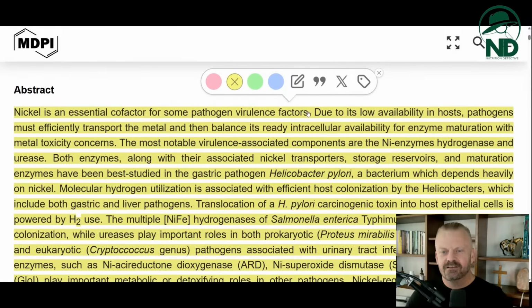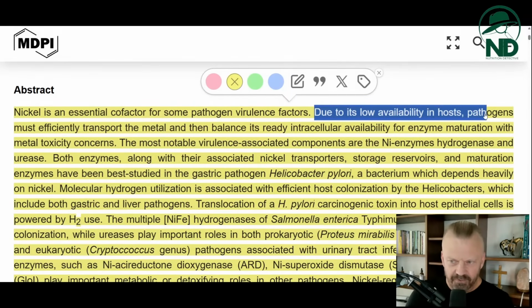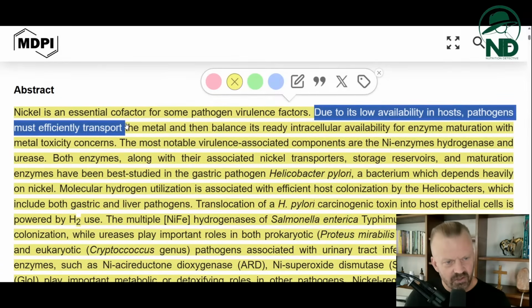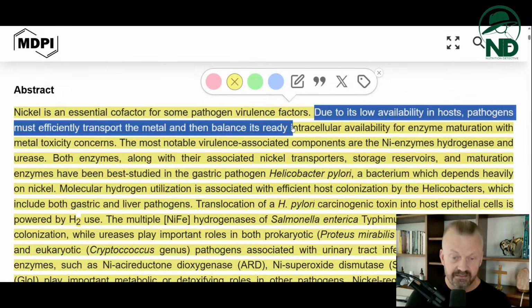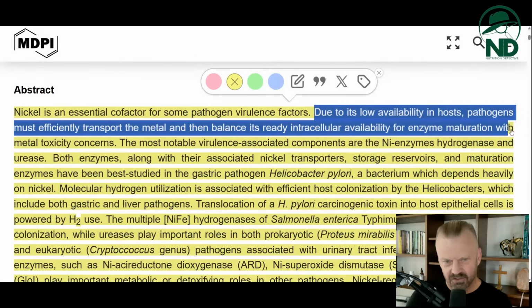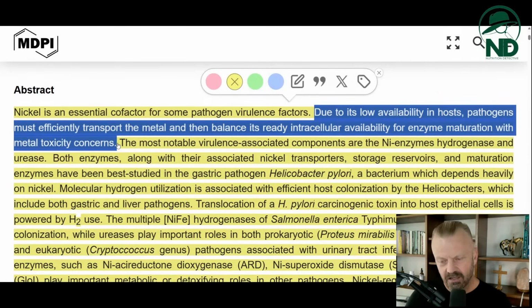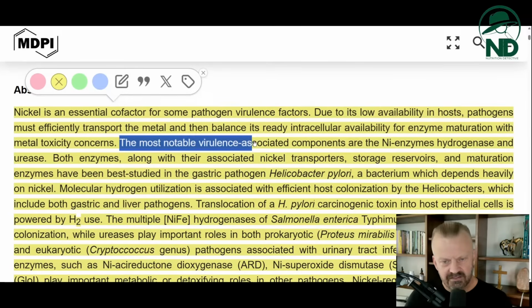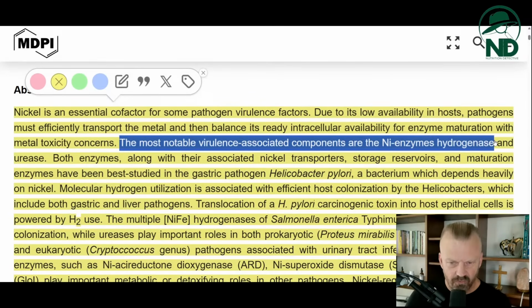Nickel, right? Due to its low availability in hosts, pathogens must efficiently transport the metal and then balance its intracellular availability for enzyme maturation with metal toxicity concerns. So nickel is so toxic that it can even be bad for the bacteria that are trying to use it as a weapon. The most notable virulence-associated components are the nickel enzymes hydrogenase and urease. We talk a lot about dehydrogenases, and we'll get into the urease part.